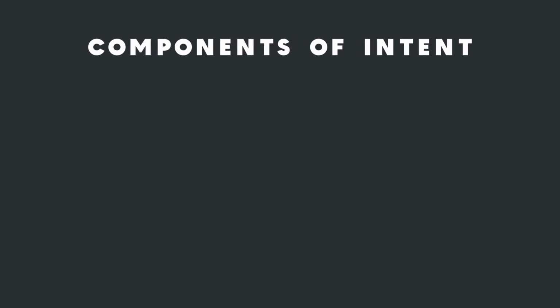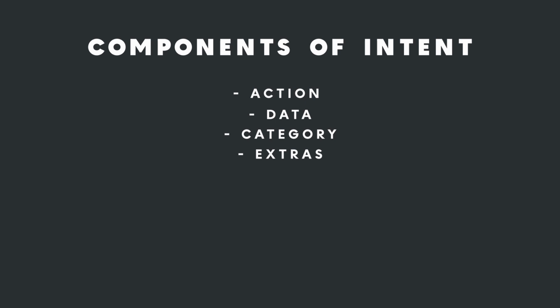An intent has several components. Action specifies the desired action such as action view, action edit, or action main. Data, the data to operate on, represented as a URI. Category provides additional information about the action to be performed. Extras, key value pairs providing additional data. Flags, instructions on how the intent should be handled.